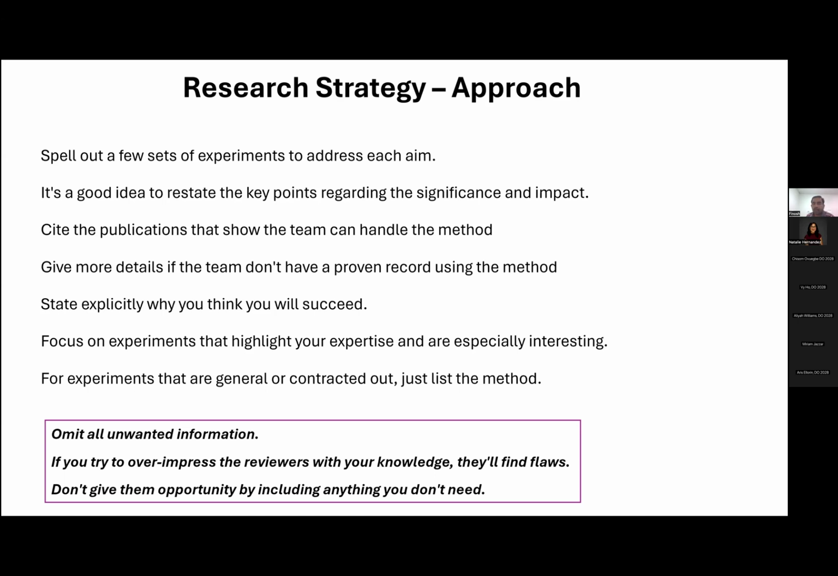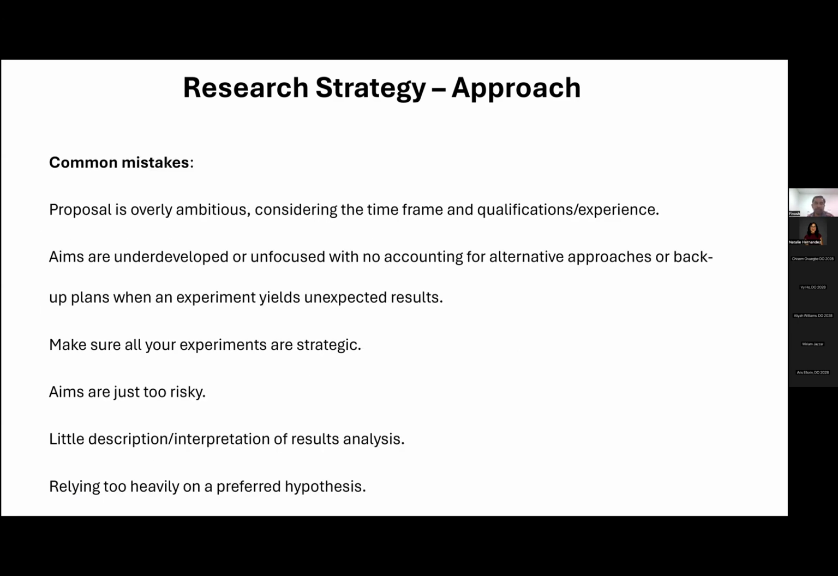And in the approach, consider these things very carefully and omit all unwanted information. If you try to over-impress the reviewers with your knowledge, there will definitely be room for finding flaws. Don't give the reviewers any opportunity by including what you don't need. There will be a tendency to add everything, but we have no need. Give only the minimum essential information to drive your project.